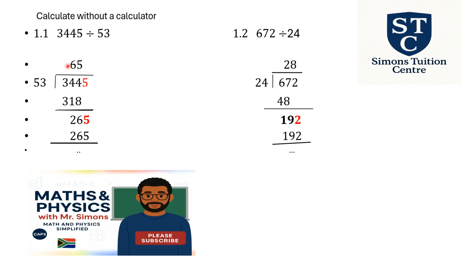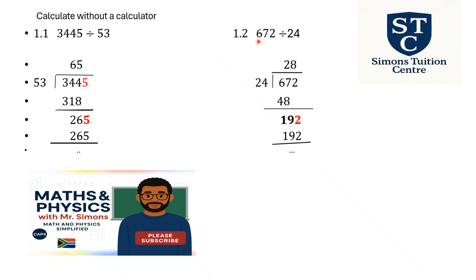6 times 50 is 300. 6 times 3 gives me 18, so 6 times 53 gives me 318. Alright, so 344 minus 318 gives me 26. Alright, if I subtract them, 53 can't go into 26, so I bring the 5 down. Now I have 265. Alright, 53 goes in 265, 5 times 50 gives me 250, plus the 15 gives me 265, so 265 minus 265 then gives me 0, so therefore 3445 divided by 53 equals 65 on the dot.